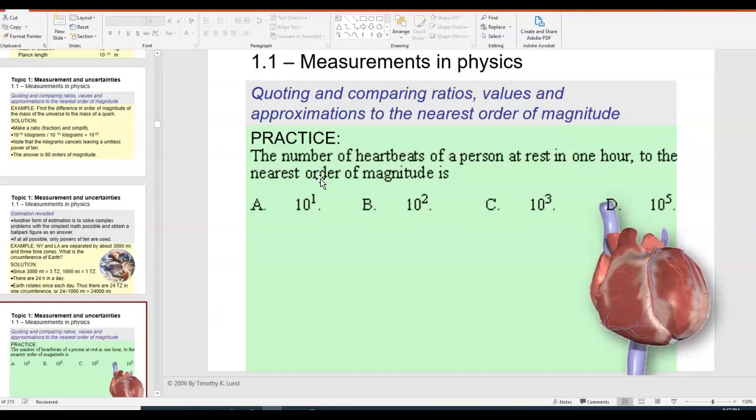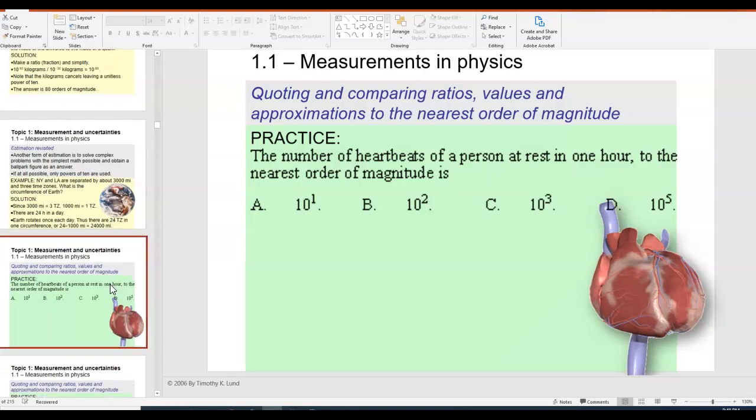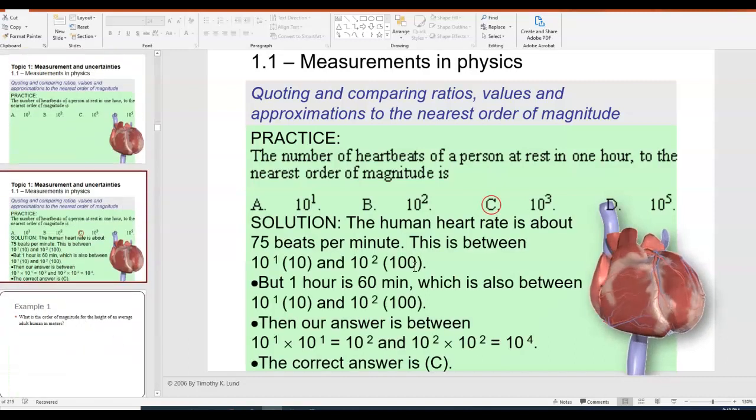It says the number of heartbeats of a person at rest in 1 hour, to the nearest order of magnitude, is what? This is a multiple choice question, and it actually comes from a previous IB exam. So see if you can answer it. Do you think it's A, B, C, or D? Hopefully you picked the answer as C.